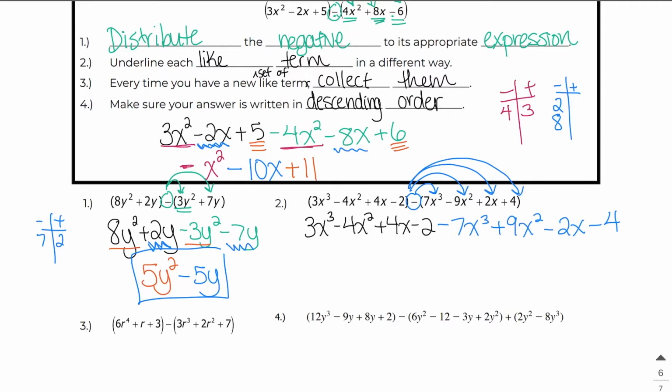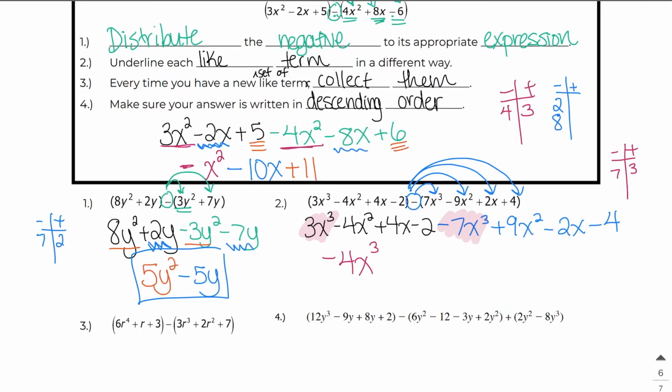So now, all I have to do here is collect my like terms. So we have 3x cubed is like negative 7x cubed. And if I were to do the scoreboard for that, team positive won the 3 points, team negative won the 7 points, so team negative won the game by 4 points. So this is negative 4x cubed.